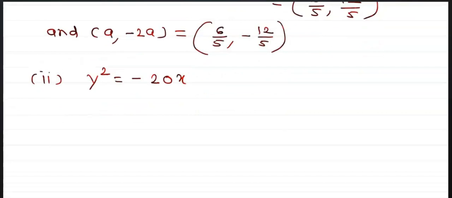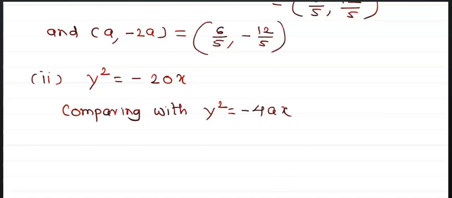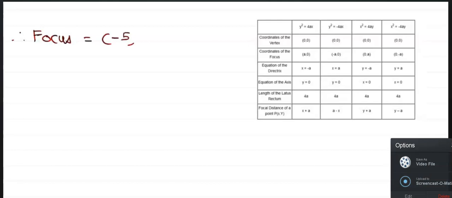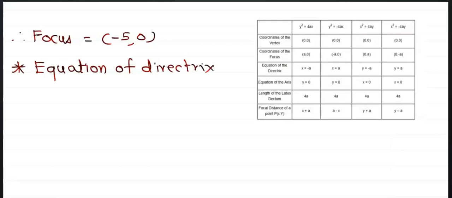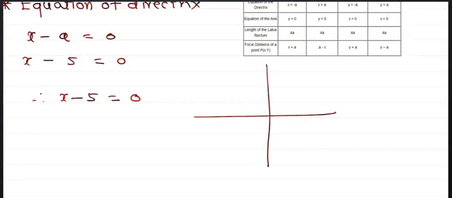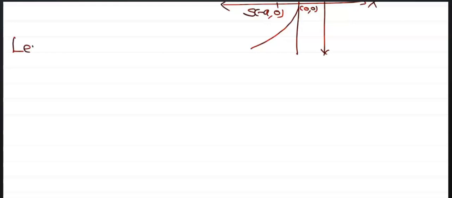Now y square is equal to minus 20x. This is the parabola. It is compared with y square is equal to minus 4ax. Now see this, here its focus is minus a, 0. You can remember all these formulas and you will get focus is minus 5, 0. Equation of the directrix is x minus a is equal to 0, therefore x minus 5 is equal to 0. That was the parabola.